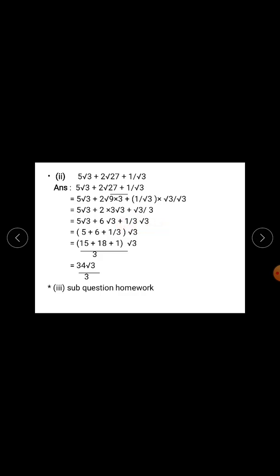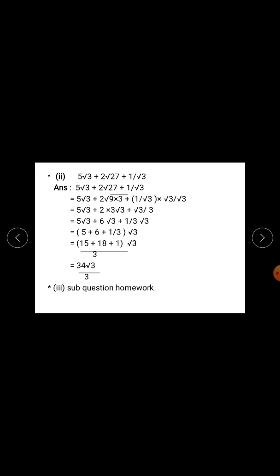Now all are like surds. So equal to 5 plus 6 plus 1 upon 3, close this bracket, into root 3. 5 root 3 plus 6 root 3 plus 1 upon 3 root 3. So equal to, in bracket, 5 plus 6, 5 plus 6 plus 1 upon 3, close bracket, into root 3.